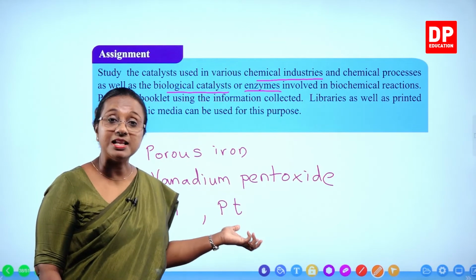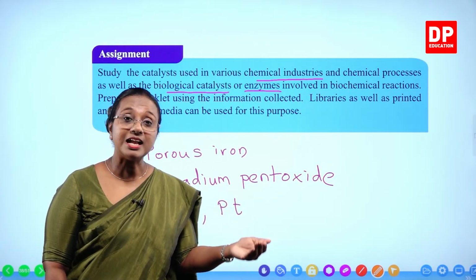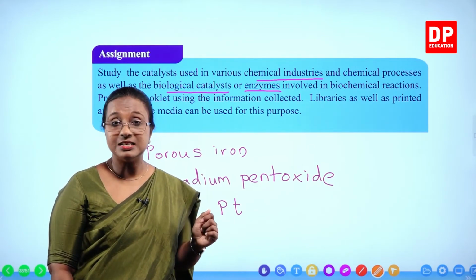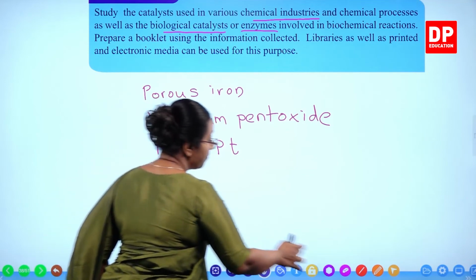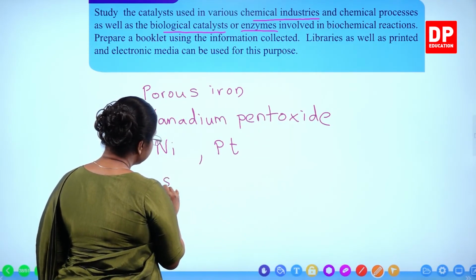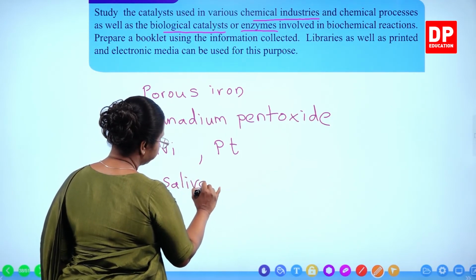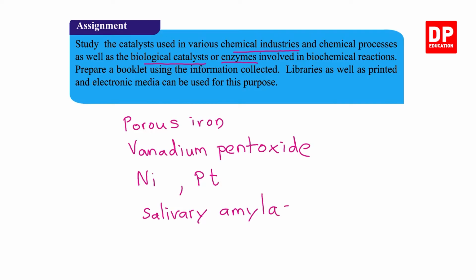Then we looked at catalytic converters. Then biological catalysts used in detergents. Then also I gave you all some examples for enzymes. Enzymes I told you all about: salivary amylase that we have discussed before. Then I mentioned to you all the lipase with detergents, then protease.